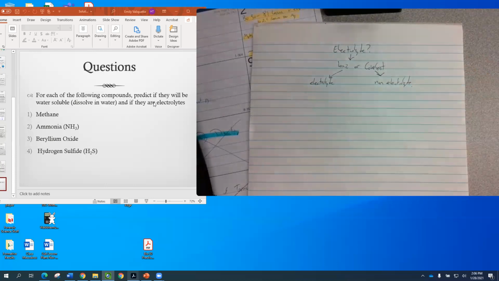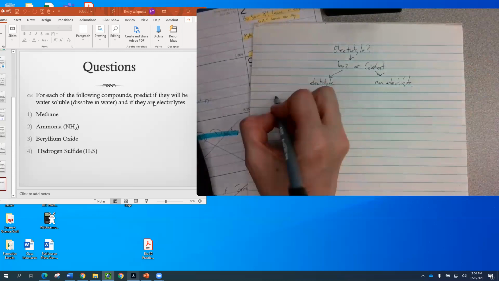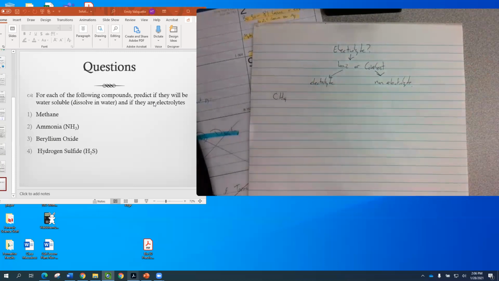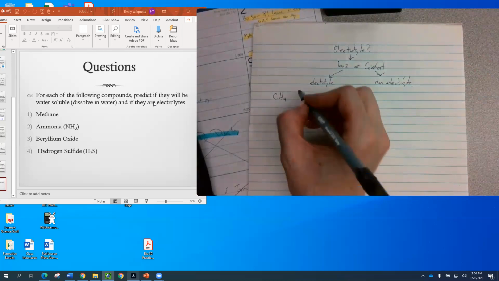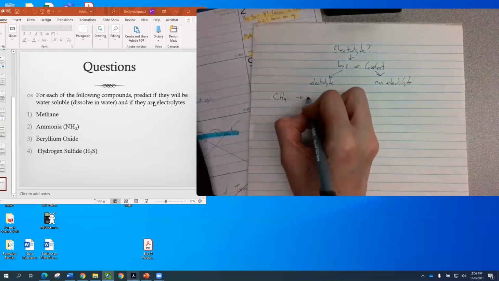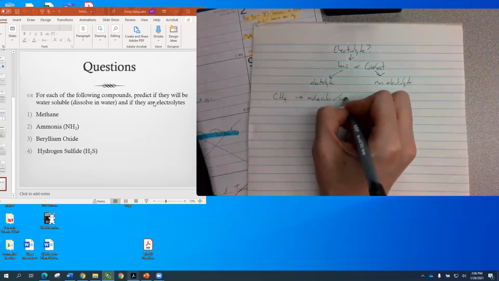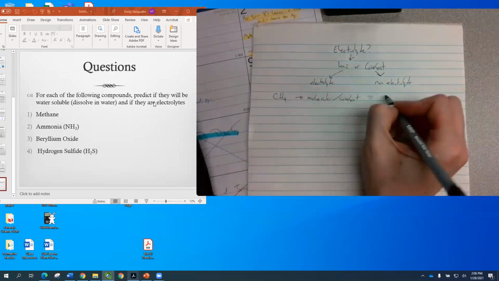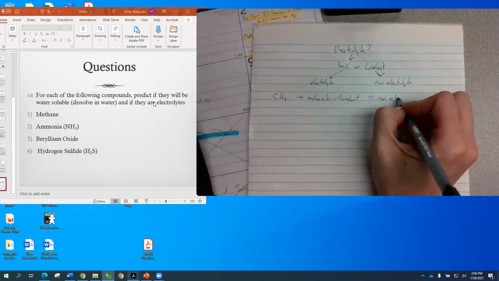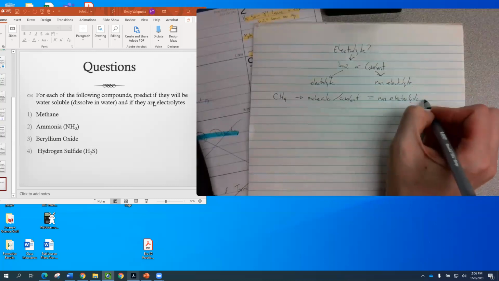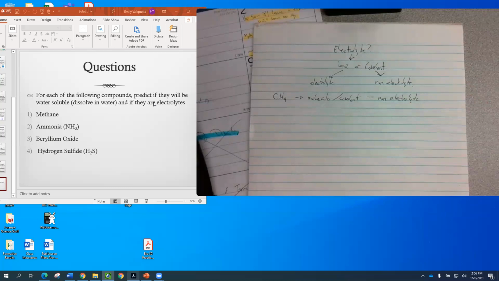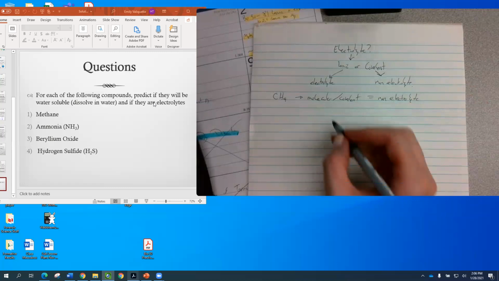So that part is pretty simple. Methane, which is CH4, is made up of only nonmetals. Therefore, it is molecular or covalent, which means it is a non-electrolyte. Finding out if it's water soluble is a little bit more tricky.